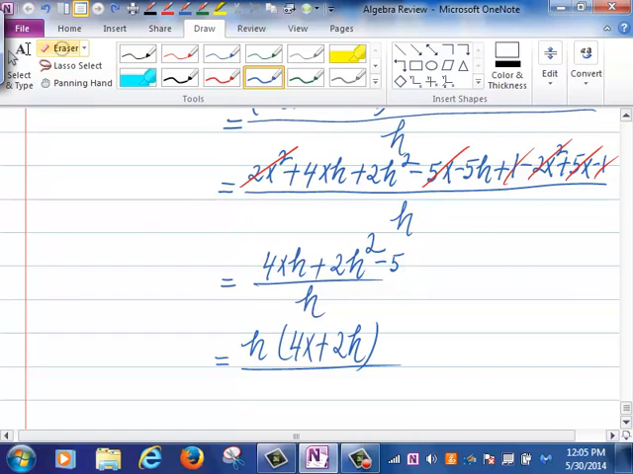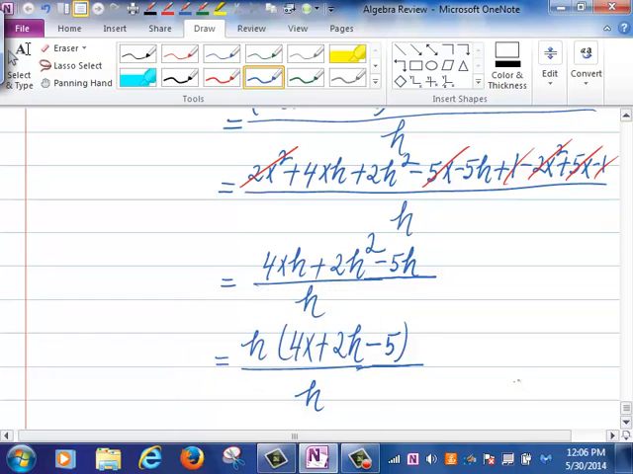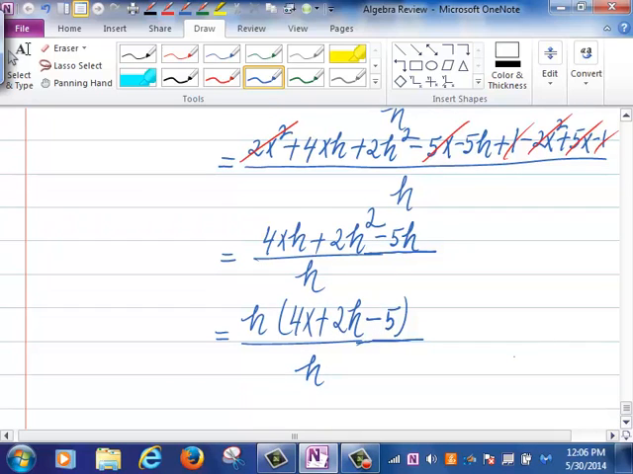I'm going to use the eraser here. I forgot negative 5h here. And then, so I would get what? Negative 5 here. And then I have h here. Everybody is okay with what I have? And h cancels out now.